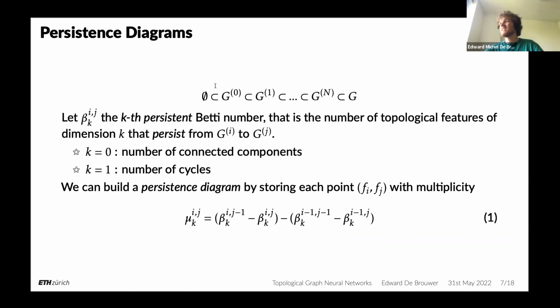So once you have this, what do you actually do with this? So you have this filtration, the sequence of graphs that evolve with the value of a certain threshold based on a certain filtration function f. What you can start doing is looking at the persistence of topological features. So what you're going to do?